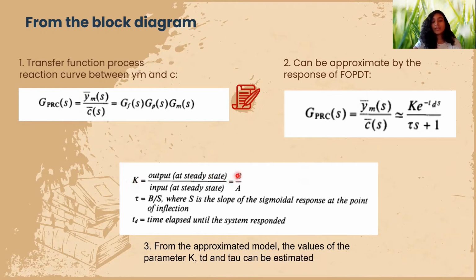Gain is equals to B over A. This B stands for the output at steady state and the A stands for the input at steady state. And we can get the time constant equals to B over S, B steady state, and S where is the slope of the sigmoidal response at the point of inflection. Now, the dead time is equals to the time elapsed until the system responded.